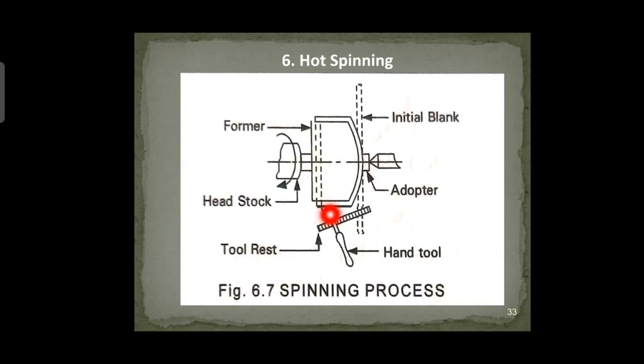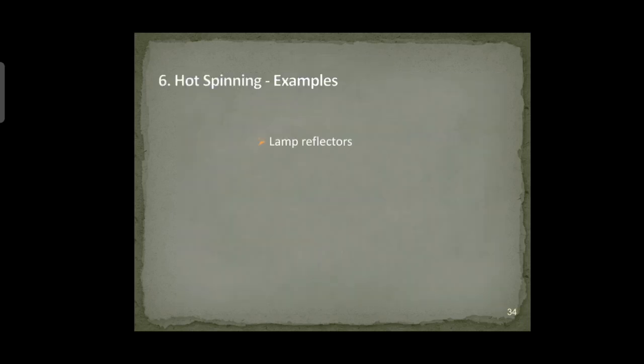So this is how we are getting the thin sheets, and this is suitable for materials like aluminum, copper, and brass, and it can also be suitable for mild steels. This hot spinning is used to produce components like reflectors, some lamp type of reflectors, or cooking utensils. You can observe this in the diagram.